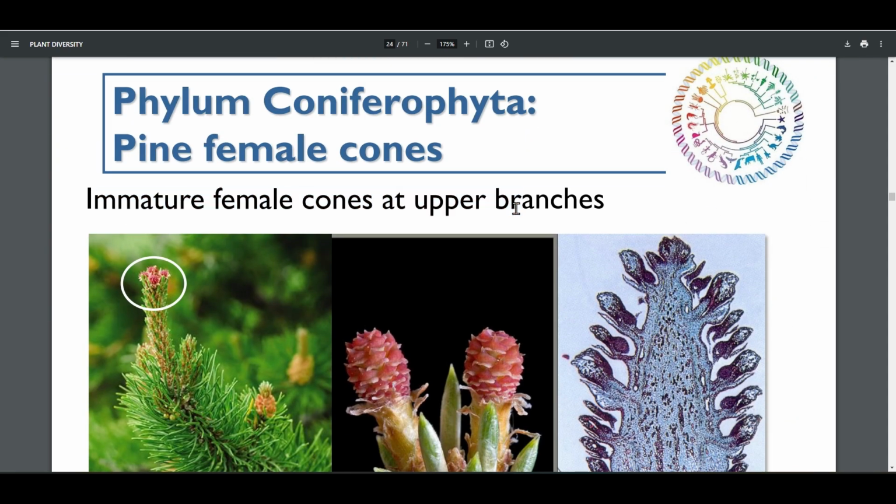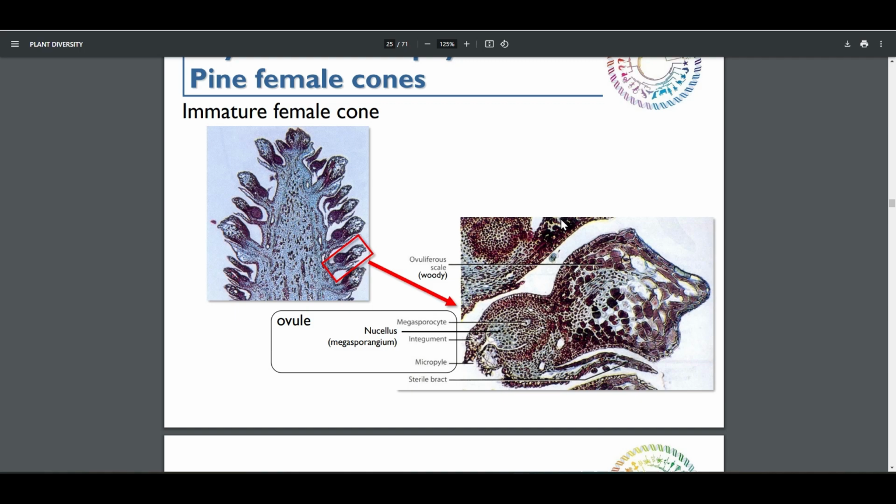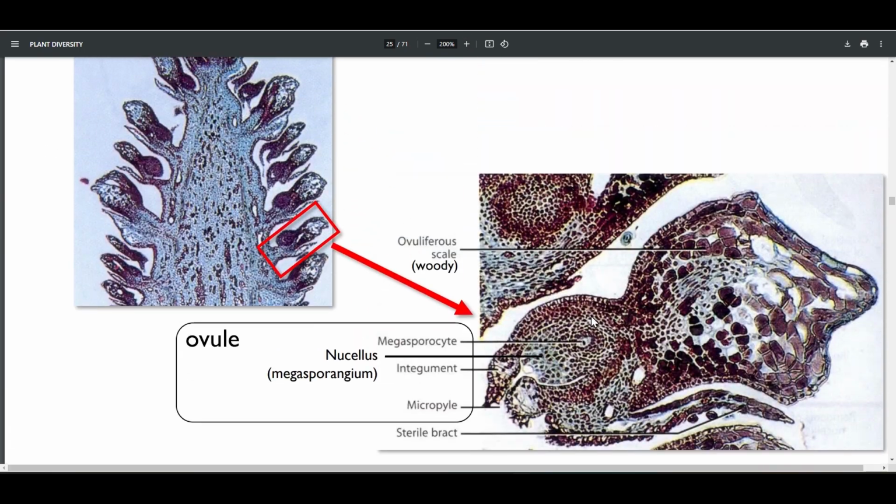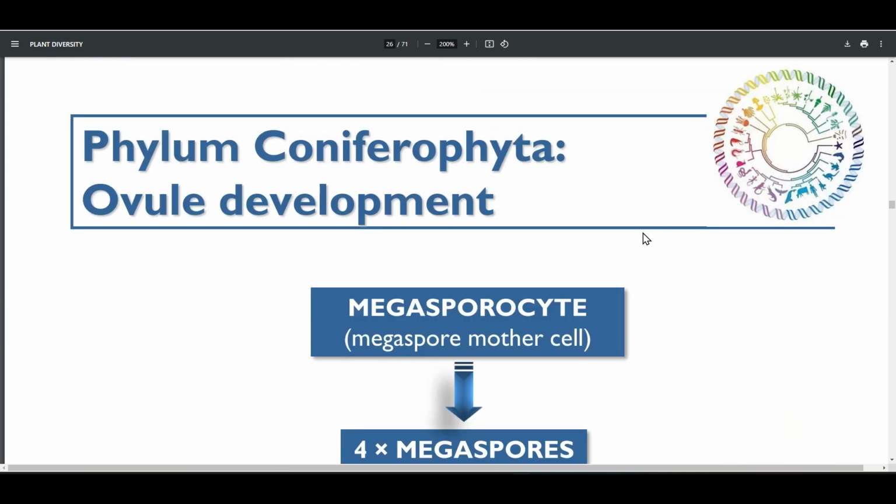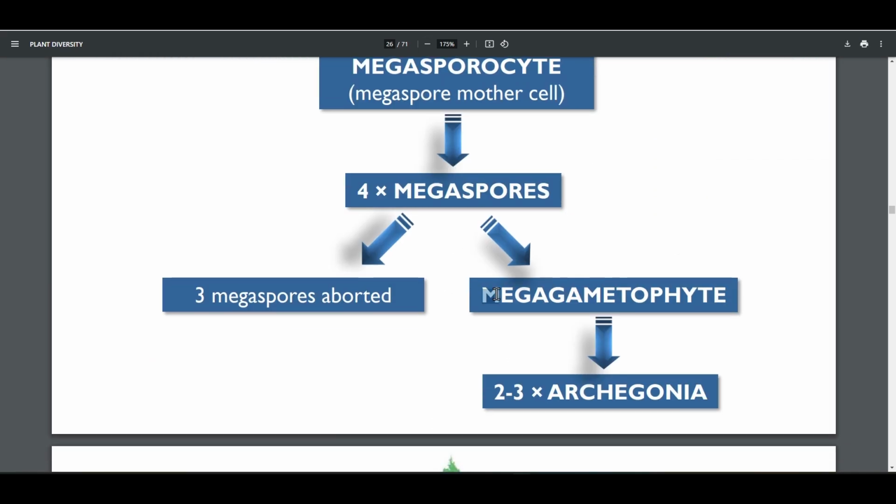Anyways, these are immature female cones, the upper branch, not particularly important here. Here's just more structure. This is the ovule with the megasporocyte where it will develop the megaspores, and the integument, micropyle, and more. And this is the ovuliferous scale, which is woody and provides protection. From the sole surviving megaspore, with three of them aborted, the megagametophyte is produced, and it then produces 2 to 3 archegonia, the egg-bearing structures.